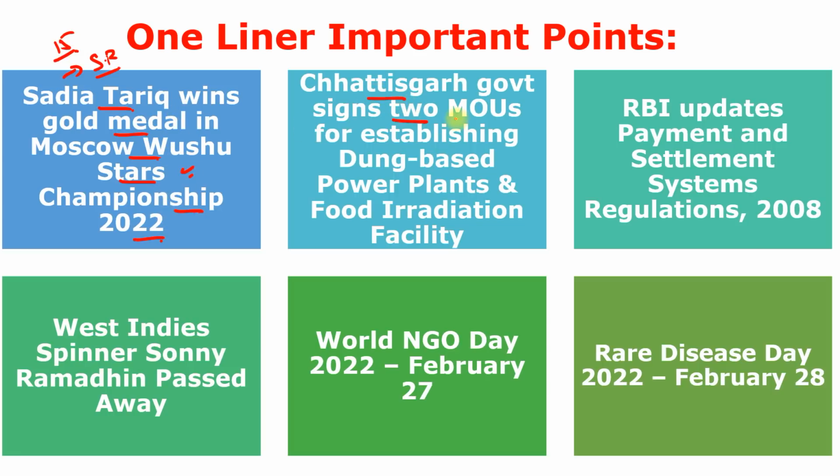Chhattisgarh government signs 2 MOUs for establishing dung-based power plants and a food irradiation facility. The government of Chhattisgarh signed 2 MOUs to boost the agriculture and rural economy, and the electricity generated from cow dung and agriculture waste will be used to run machines, irrigation facilities, lighting, etc. in the rural industrial parks, and excess power can be sold to the discoms. And women self-help groups will generate electricity from the cow dung and it can help to enhance their livelihood.